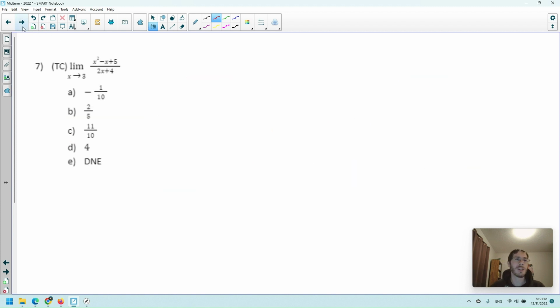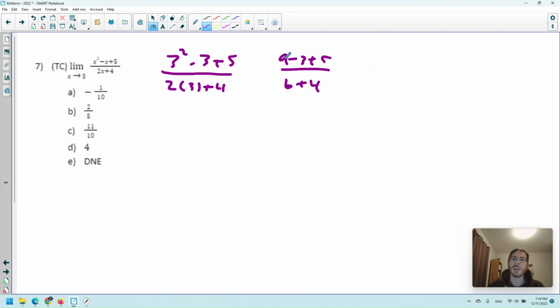For the next one, we're going to find another limit as x approaches 3. So we just do the same thing and try substitution again. So 3 squared minus 3 plus 5 over 2 times 3 plus 4. 3 squared would be 9 minus 3 plus 5 over 6 plus 4. So that's 6 plus 5 is 11 over 10. And since substitution worked, we're done. There's nothing else to do with that one. So the answer is C.